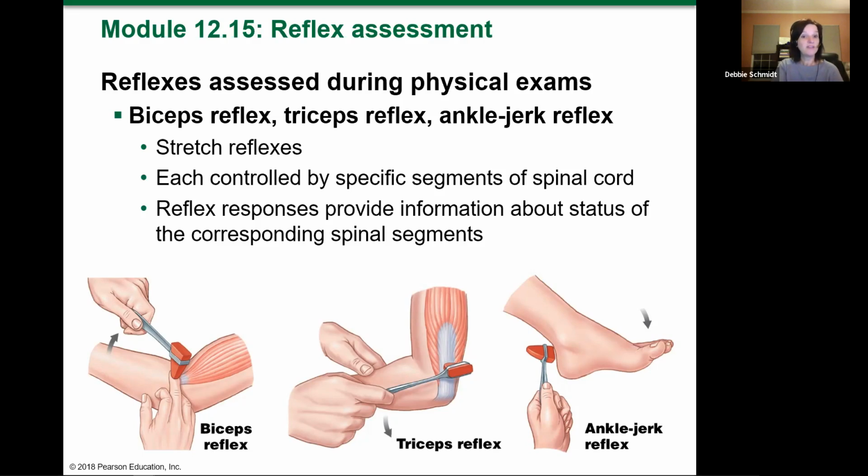All right, let's take a look at some reflexes that are commonly tested. The biceps reflex, triceps reflex, ankle jerk reflex, they're all stretch reflexes, but basically they're studying different segments of the spinal cord along the way. So the doctor can realize and say, okay, well, they're okay at the biceps and they're okay at the triceps, but then we don't have an ankle jerk. So there's a problem in the spinal cord somewhere between these areas.